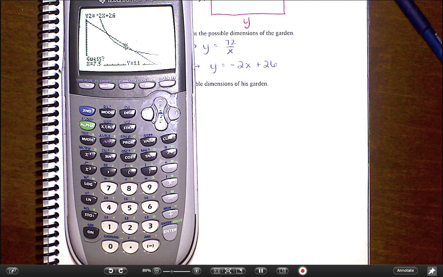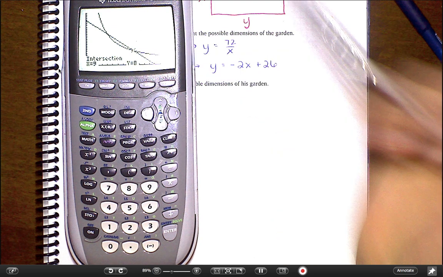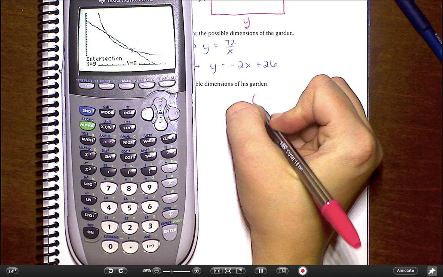Now, this is where your calculator gets super annoying, because then it says, would you like me to guess? First of all, your calculator's not really guessing. And second of all, it's just being super insecure. It's just asking you, do you really want the answer now? Are you sure? All you have to do is hit enter one more time when it says guess. But you do have to hit enter. You can't just leave it where it's at. And then you'll see your cursor has jumped and it's blinking at the point 9, 8.